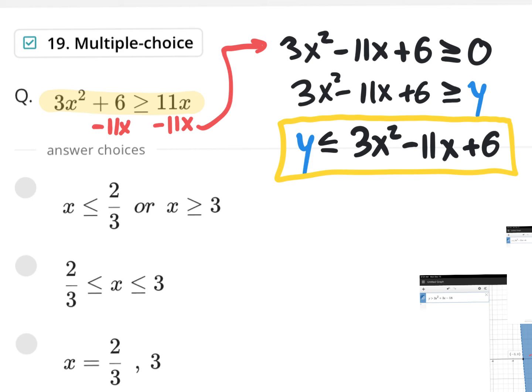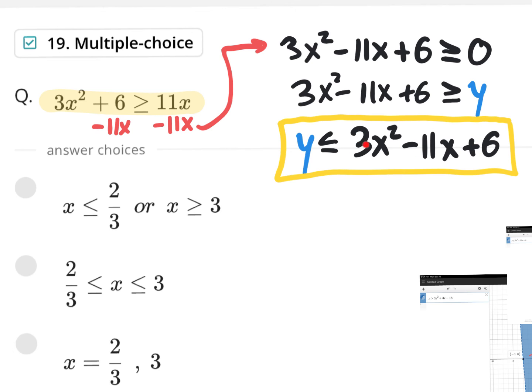How about you guys try this one right here? We have 3x squared plus 6 is greater than or equal to 11x. So we're going to subtract the 11x first, and rewrite your quadratic trinomial on this side, greater than or equal to 0, because this cancels out. That's what you'd have over here, greater than or equal to 0. Replace the 0 with the y, move the y over here, move this over there. It was originally opening up to the quadratic trinomial. It has to continue to open up to the quadratic trinomial. It wasn't opening up to the y. It still does not open up to the y. You have to stay consistent with that.